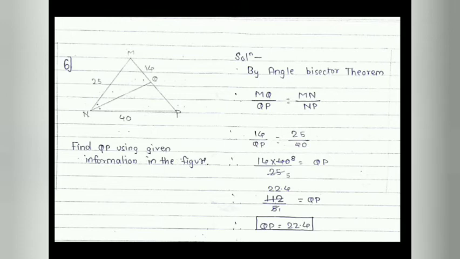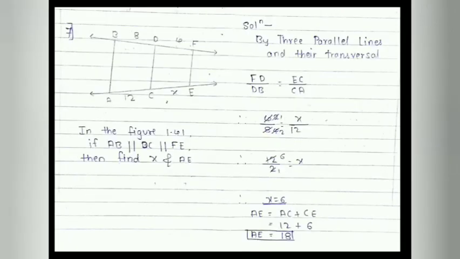Again, in the next sum, here in the 7th sum, AB, DC and EF, all these three are parallel to each other. So again, here it is DF 4, BD 8, AC 12 and CE X. That is, X we have to find. Afterwards, AE also we have to find.